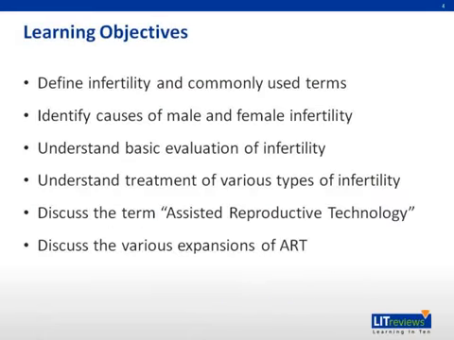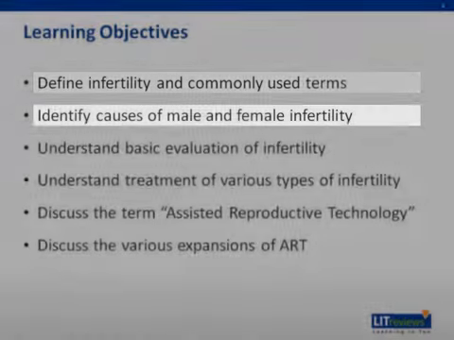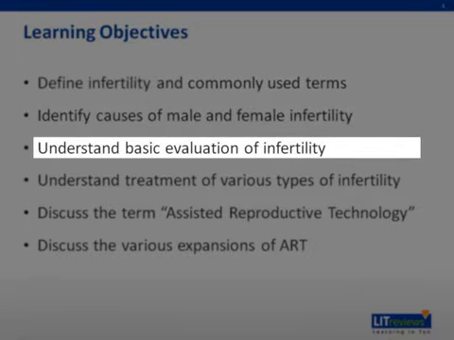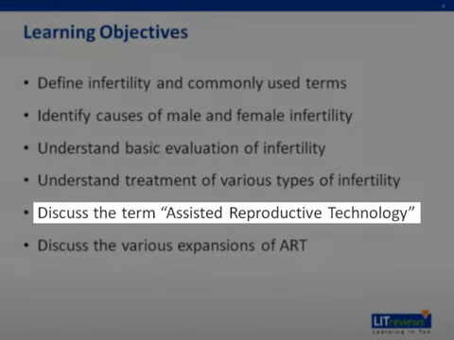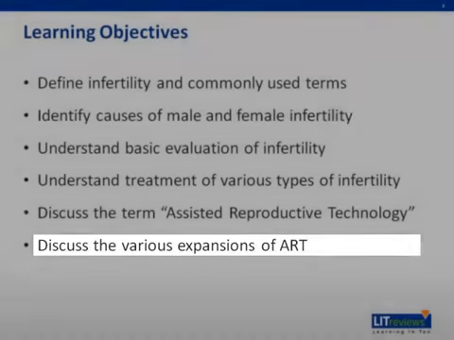Our learning objectives are to define infertility and the commonly used terms in the field, identify causes of male and female infertility, understand basic infertility evaluation, understand infertility treatment. We'll talk also about what the term assisted reproductive technology means, and lastly, we'll talk about the various expansions of IVF/assisted reproductive technology that are becoming increasingly relevant.